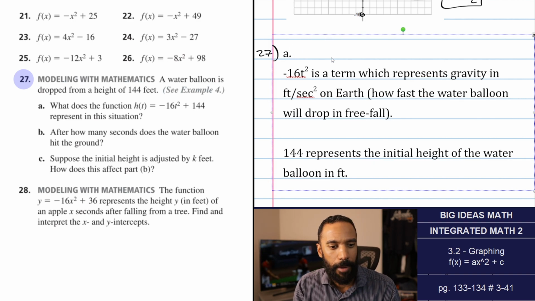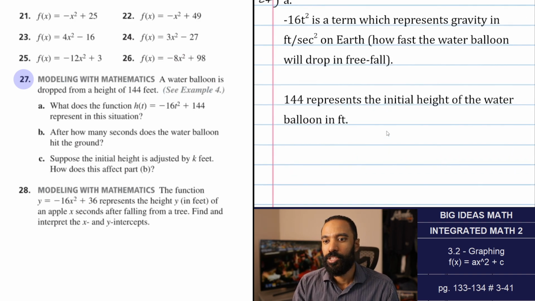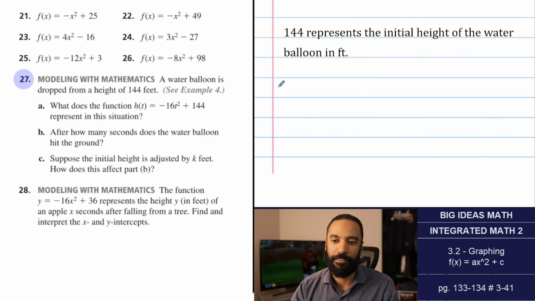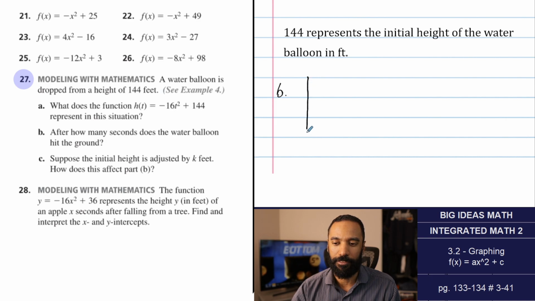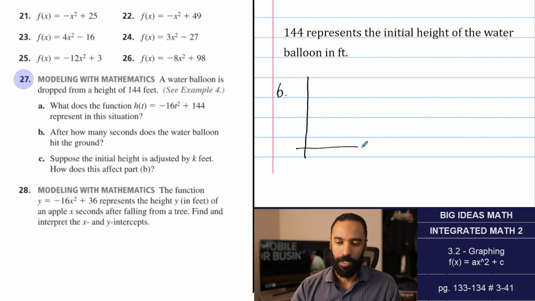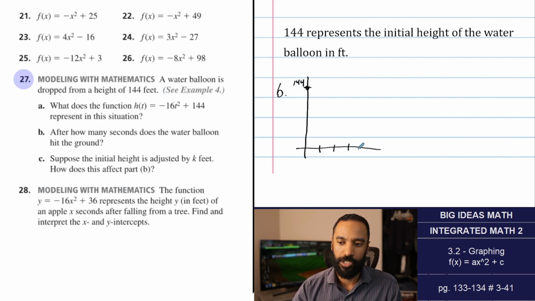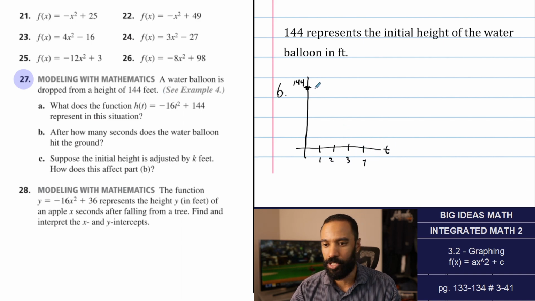Part B, after how many seconds does the water balloon hit the ground? So this is where you did see it from a graph on their end. Yes, we can set it equal to 0, but as far as this graph goes, let me just kind of get you the idea first. So this 144 is here, and then when we have t equals 1, 2, 3, 4 seconds, we're going to see what happens.